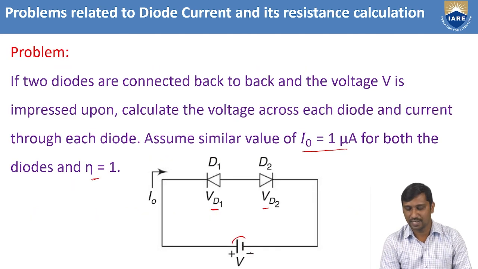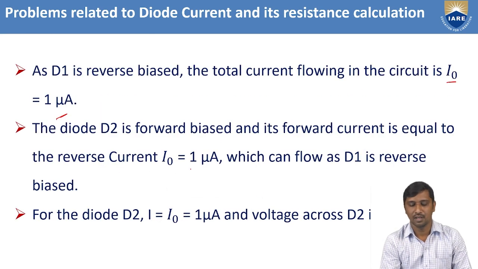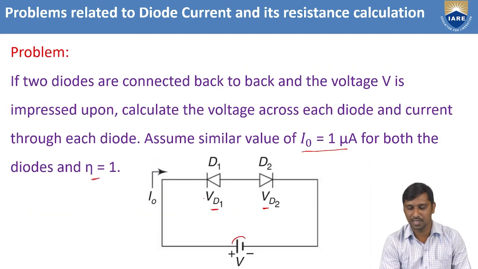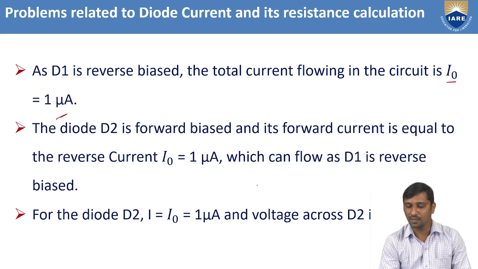Similarly, with respect to this biasing voltage, the anode of D2 is connected to the positive pole of this battery source. Hence, D2 becomes forward bias. Then how much current is there in the circuit? These two are connected back to back, so it offers the reverse saturation current, that is 1 microampere. The same current is flowing through D2. So forward current is equal to the reverse saturation current, that is I is equal to I0, which I consider here as 1 microampere.